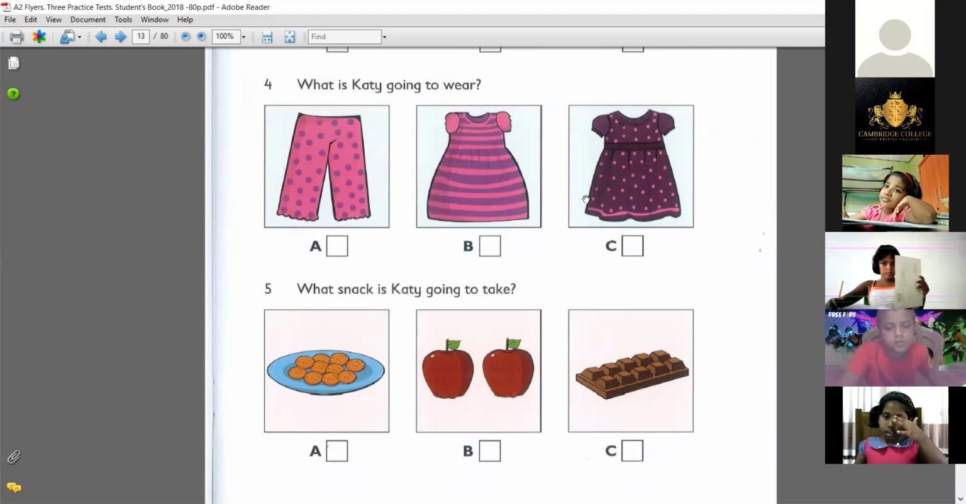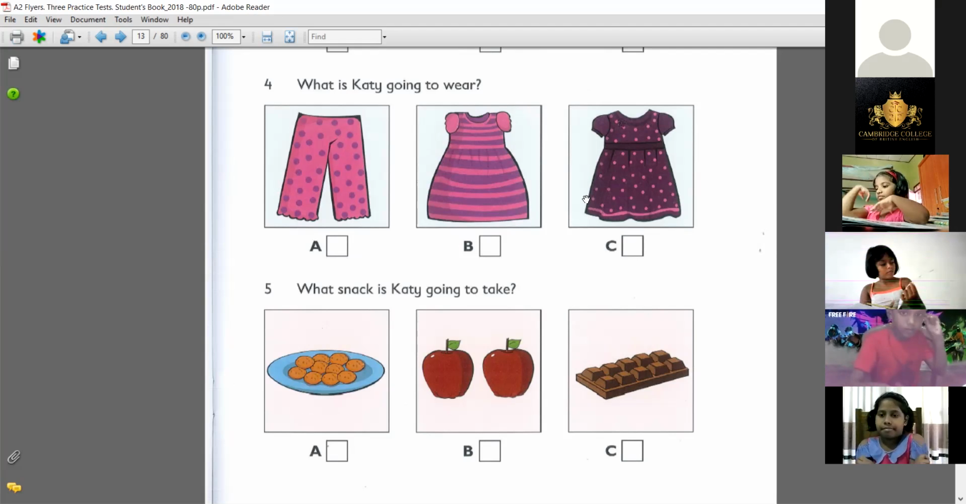Five. What snack is Katie going to take? Can I take a snack to the beach? Yes, of course. What would you like to take? Can I take some chocolate? No, we don't have any. How about some apples? Sarah doesn't like apples. Can I take some cookies? Okay, you can take the cookies we made yesterday. Great, I can't wait.